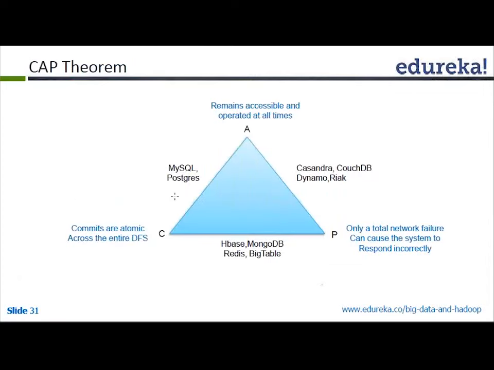So this is about the CAP theorem, which I have already shown you. Availability means it's always accessible and operable at all times. Consistency means commits are atomic across the complete distributed file system. And partitioning means only a total network failure will cause the system to respond incorrectly. If a single node goes down, you will still be able to work with it. So this shows that HBase is a type of CP, consistency and partitioning.